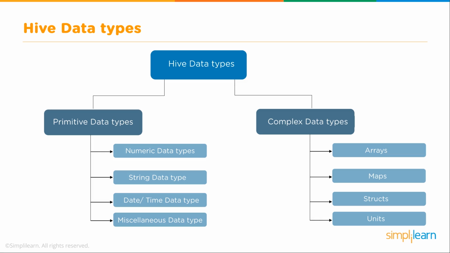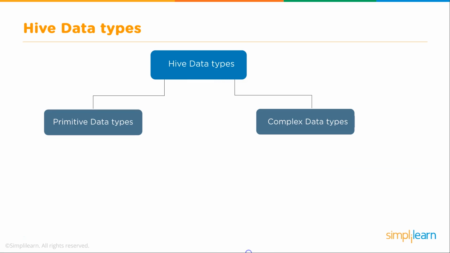Numerical data is your floats, your integers, your short integers. All of that numerical data comes in as a number. A string, of course, is characters and numbers. And then you have your date timestamp, and then we have kind of a general way of pulling in your own created data types. That's our miscellaneous data type. And we have complex data types. So you can store arrays, you can store maps, you can store structures, and even unions in there.